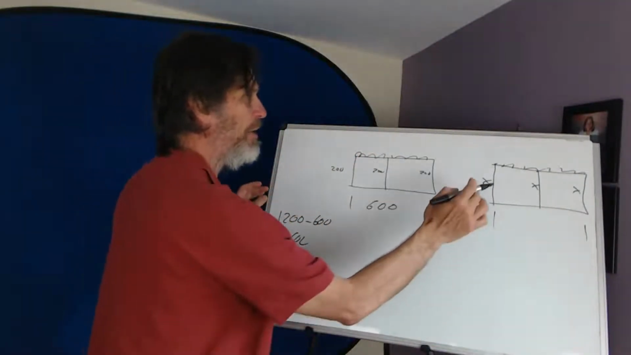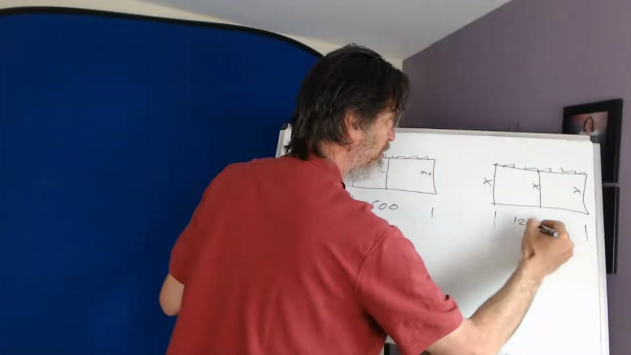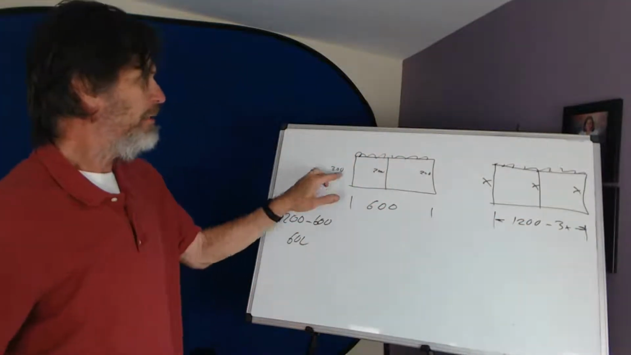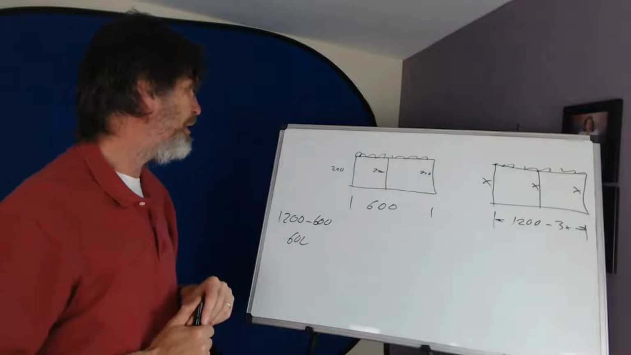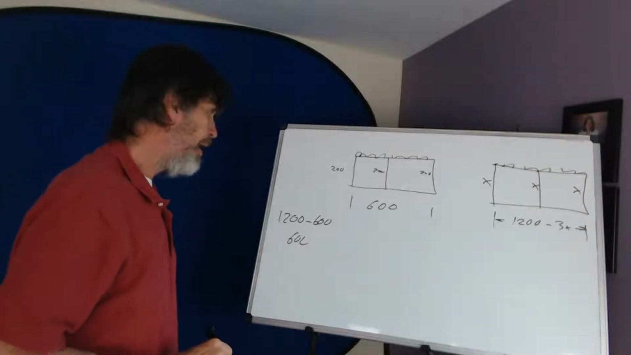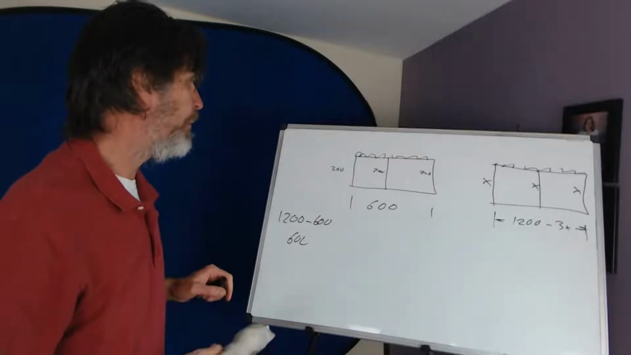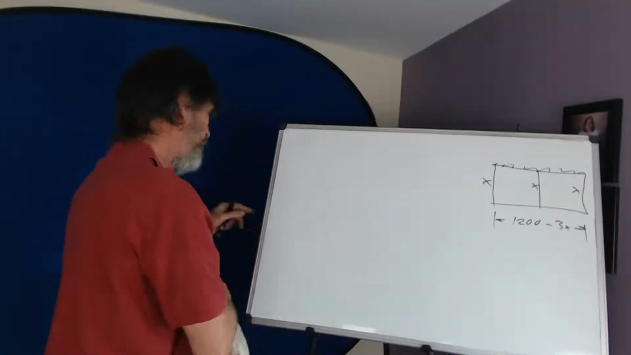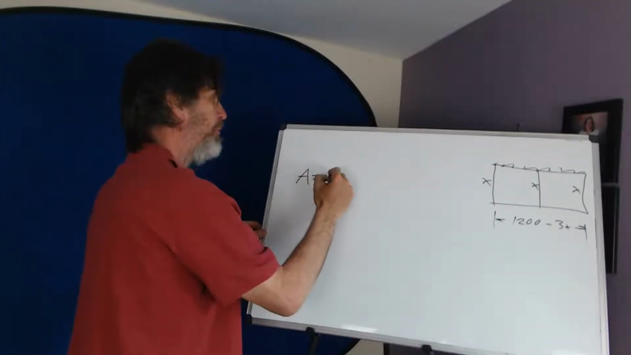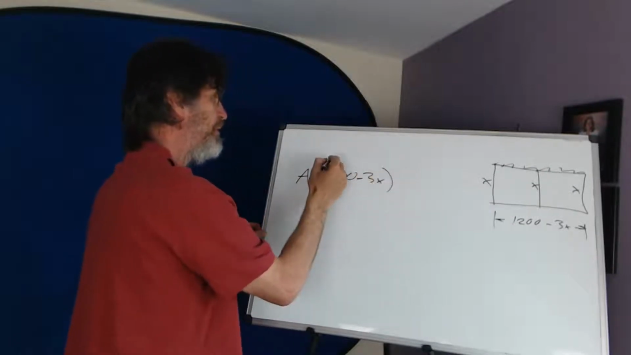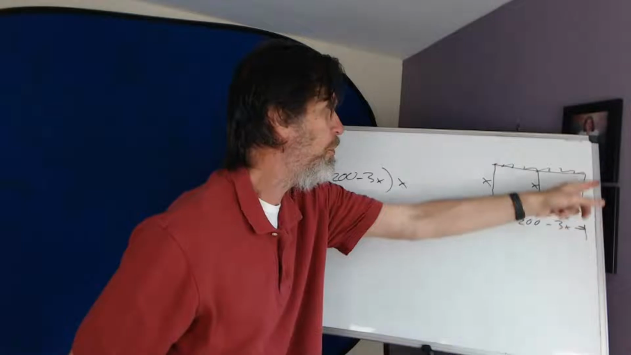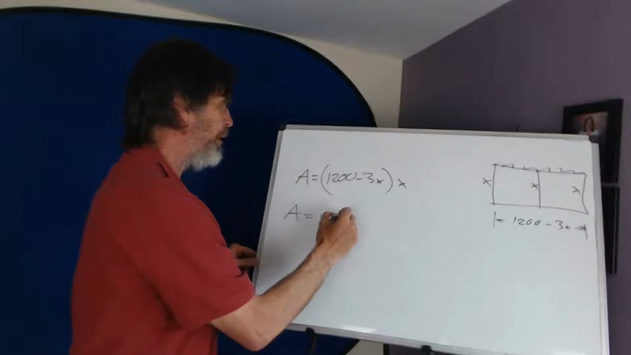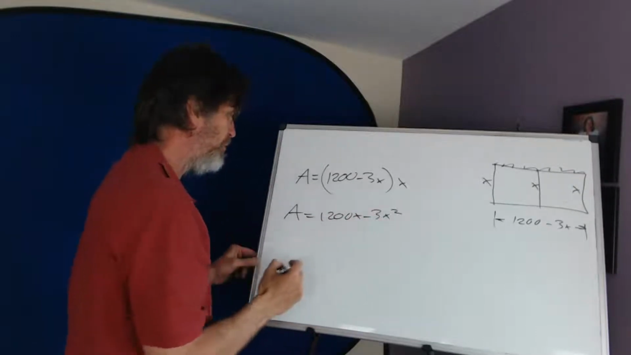Okay. So how could I figure this piece out in terms of x? Well, I started with 1,200. I'm using 3 of those x's. This is 1,200 minus 3x. What's the area? Well, length times width in this case would be 600 times 200. That'd be 12 followed by 4 zeros, 120,000 square meters. Let's calculate the area of this one, which has a variable for the width. Area is length times width, 1,200 minus 3x. I'm talking about that whole rectangle there. That's what I want to enclose as much of as possible. A is also equal to 1,200x minus 3x squared.